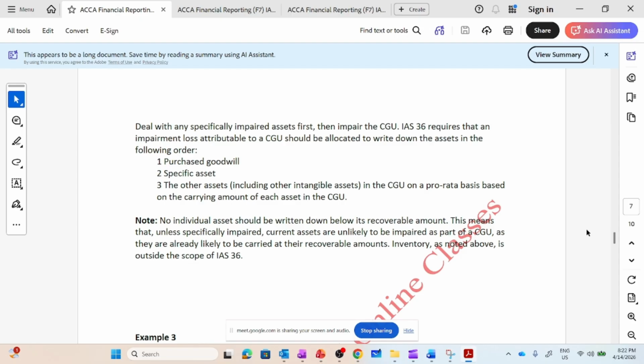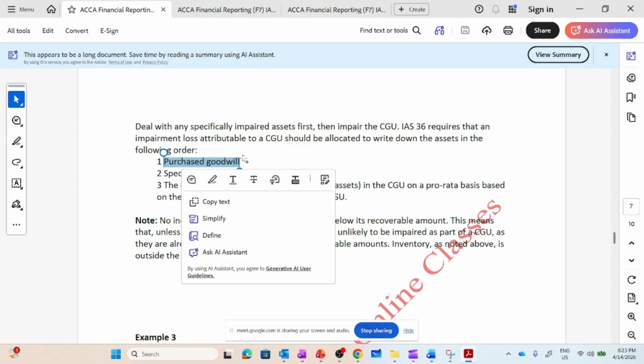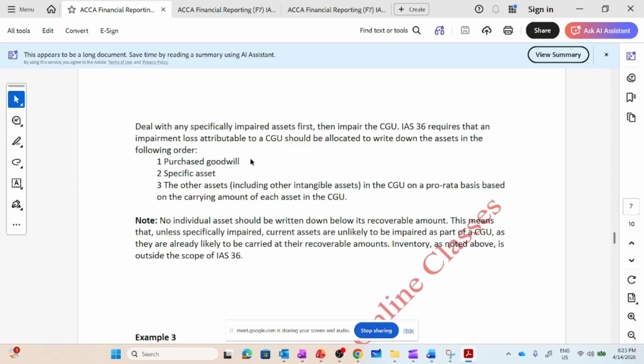So when you're talking about the cash generating unit, the first thing that should come to your mind is how you can allocate the impairment to the various categories of assets. Now, the first condition you need to know, for any impairment under the cash generating unit, we are first going to offset it against any purchased goodwill. Goodwill will be the first thing that we are going to offset. We are going to take off the impairment.